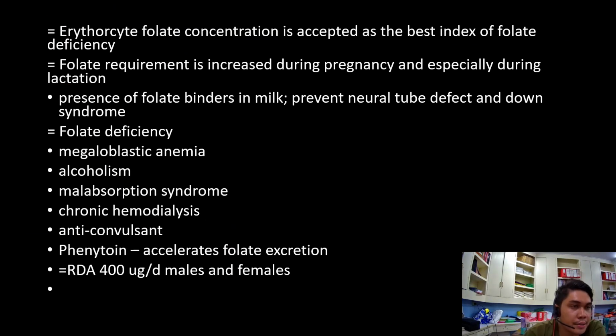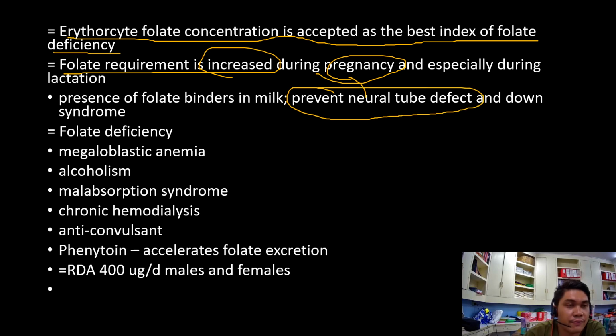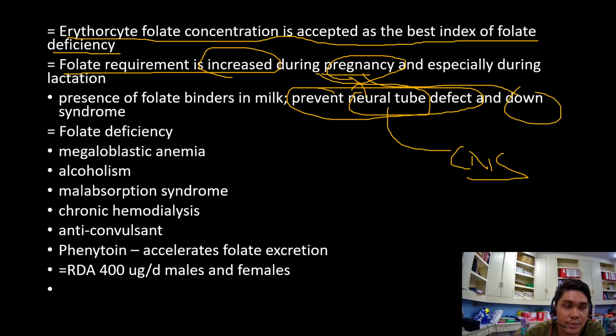Next, erythrocyte folate concentration is accepted as the best index of folate deficiency. Folate requirement is increased during pregnancy. The purpose of this is to prevent neural tube defects. Folate is important in the development of the neural tube, and the neural tube is the precursor of the CNS. Another reason to increase folate intake during pregnancy is to avoid Down syndrome.